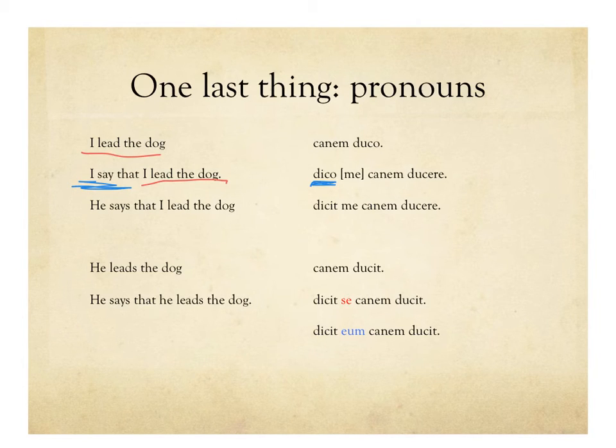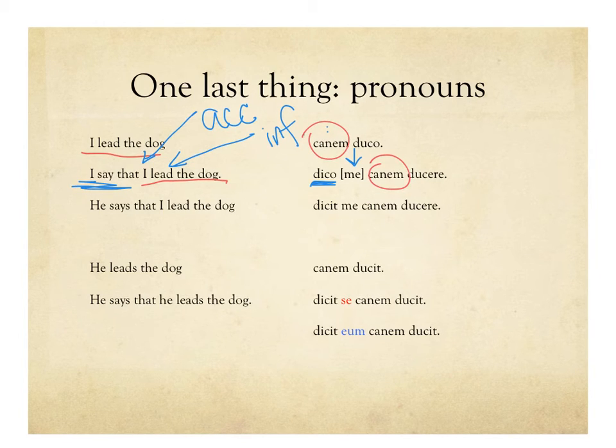And then I have to put this into the accusative. I have to put my verb into the infinitive. So I say that I, me, canem stays the same, right? That's going to be the same. And then the verb goes into the infinitive, ducere. I say that I lead the dog.